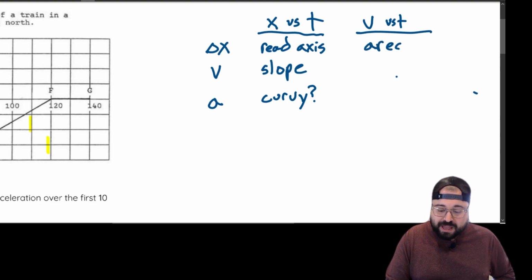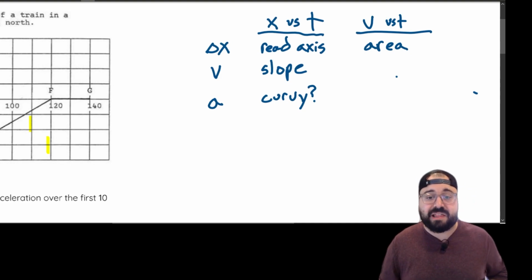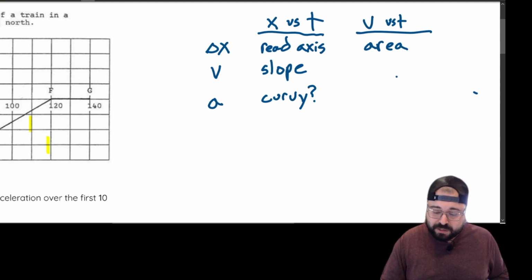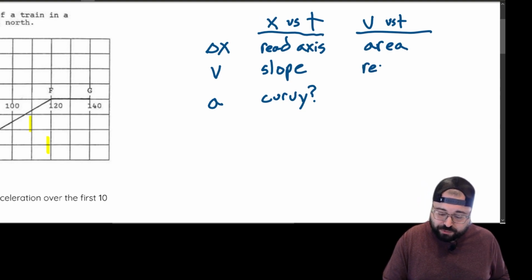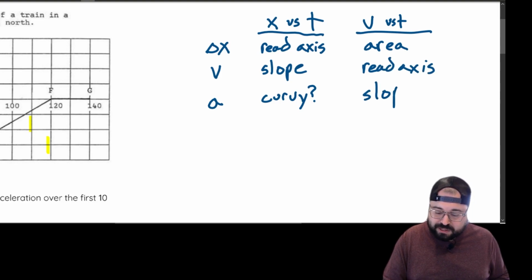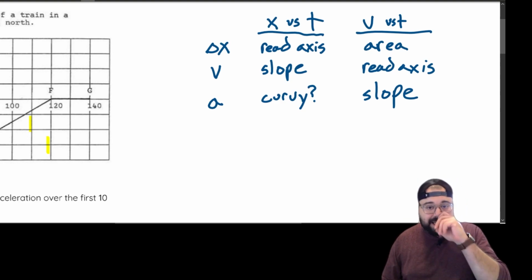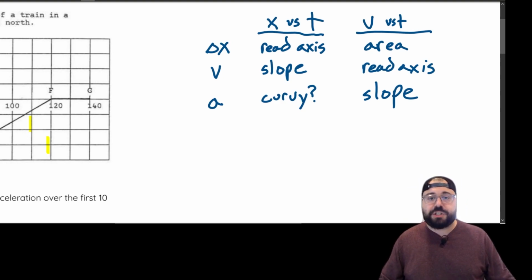Now, if we have a velocity versus time graph, to get displacement, that's where we have to do our little area between the line and the x-axis trick that we do. And if we want to find velocity, here we just read our axis, and if we want acceleration, we find the slope. So this little chart is a nice little cheat sheet, if you will, for finding all of the different things to describe the motion of an object from a motion graph.